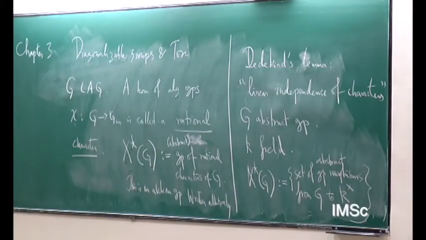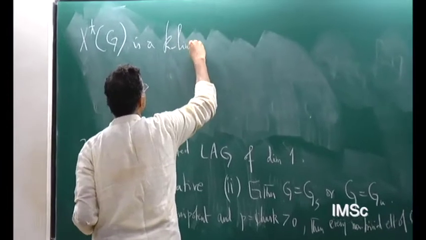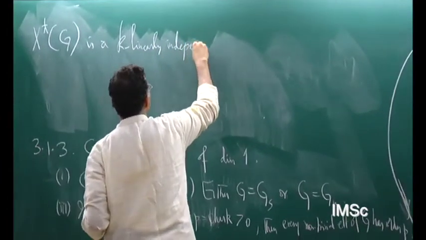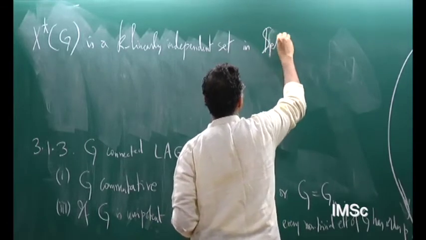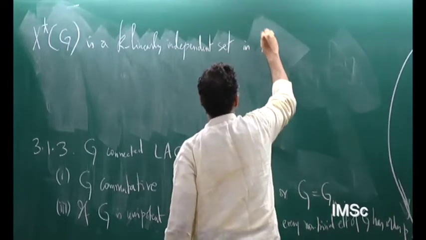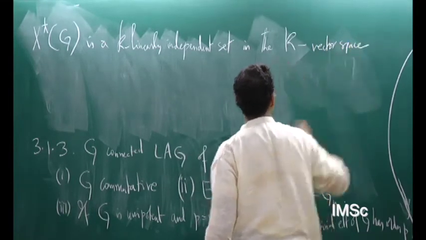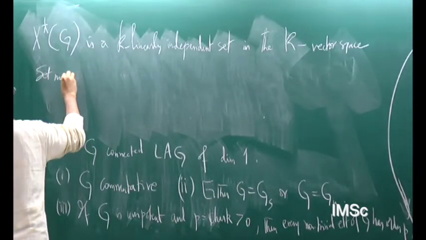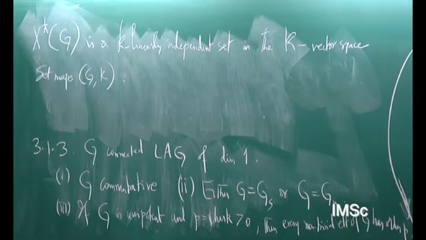The theorem is, the statement is that X star G is a K-linearly independent set in Hom, or morphisms, set maps in the K vector space of set maps from G to K. Okay?